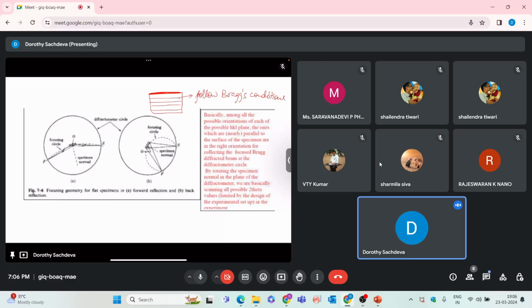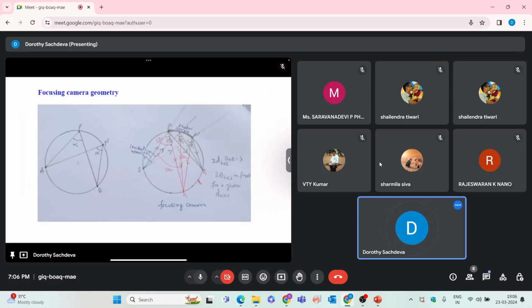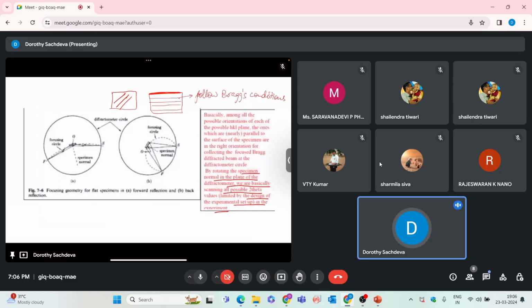And if you want different planes, such as these kinds of planes in your specimen, and you want these planes to be reflected, then this can be done by rotating the specimen normal in the plane of the diffractometer. So we are basically scanning all the possible 2 theta values limited by the design of the experimental setup. So we can either change the position of your detector, like in this case, or you can rotate your sample itself to get the d spacings or the intensities which will follow the Bragg condition from different planes of your sample.